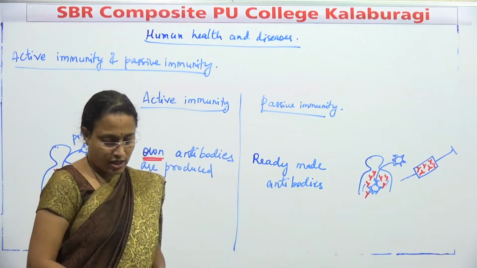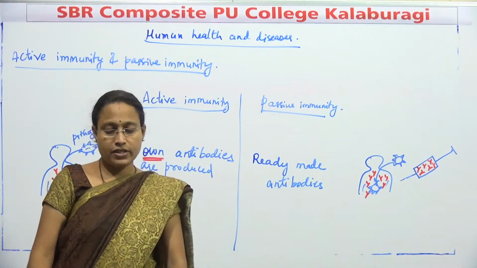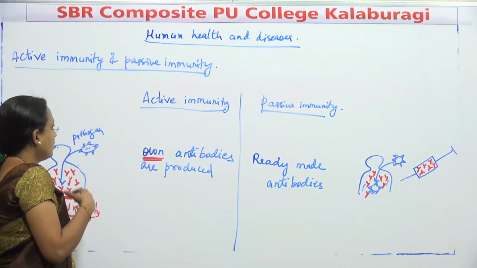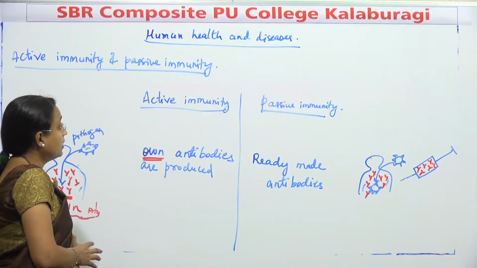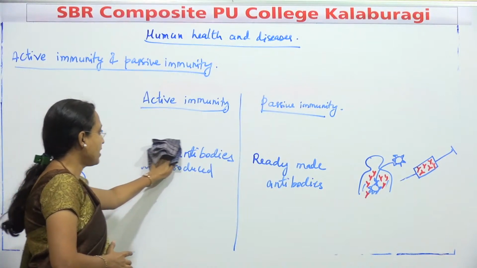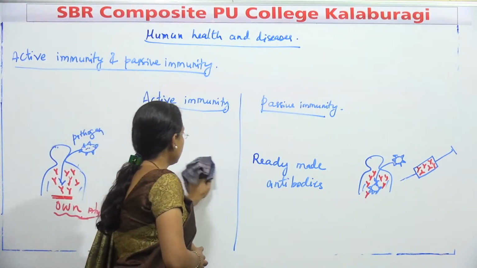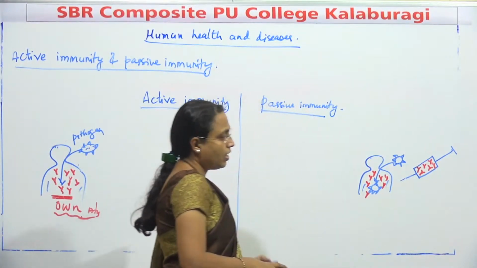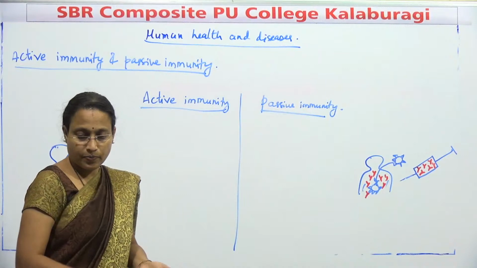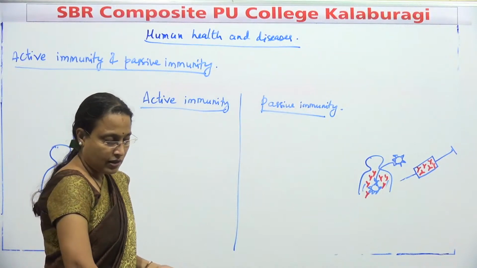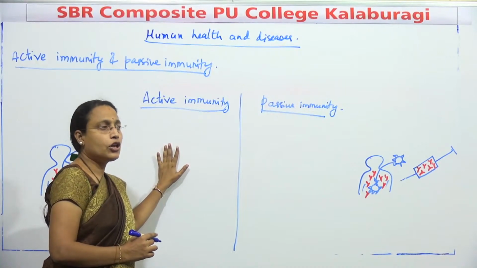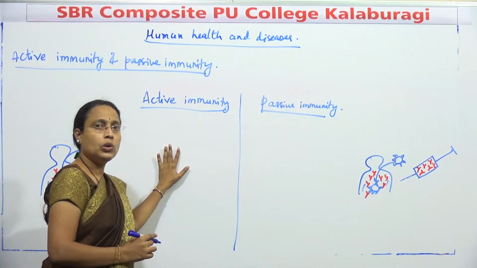So this was one of the differences between active immunity as well as passive immunity. The next difference is, it will take some time. Okay, it takes longer time to act.